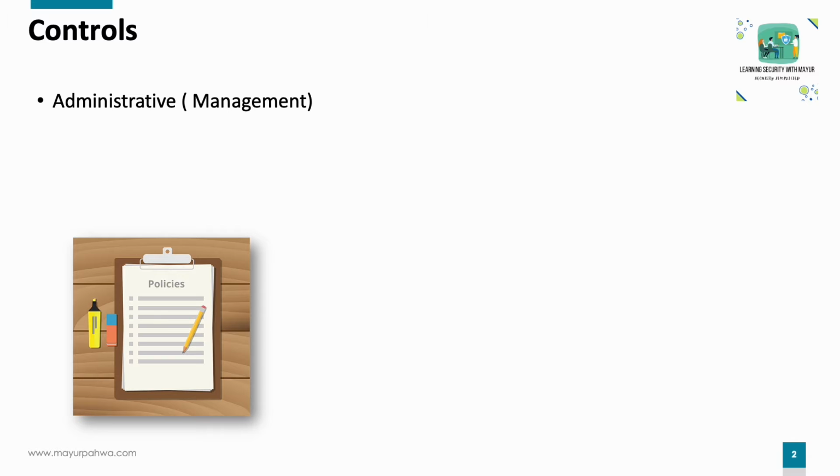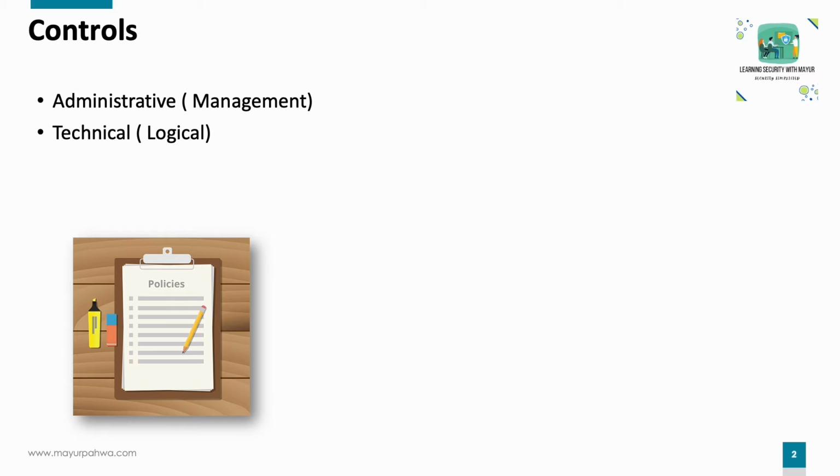Controls, or countermeasures or safeguards, are put into place to reduce the risk an organization faces. Controls come in different flavors and there are three types of them. Administrative controls or management controls are also known as soft controls. They are more management oriented and deal with administrative matters. Controls such as policies, security awareness trainings, documentation, etc. are best examples of such controls.